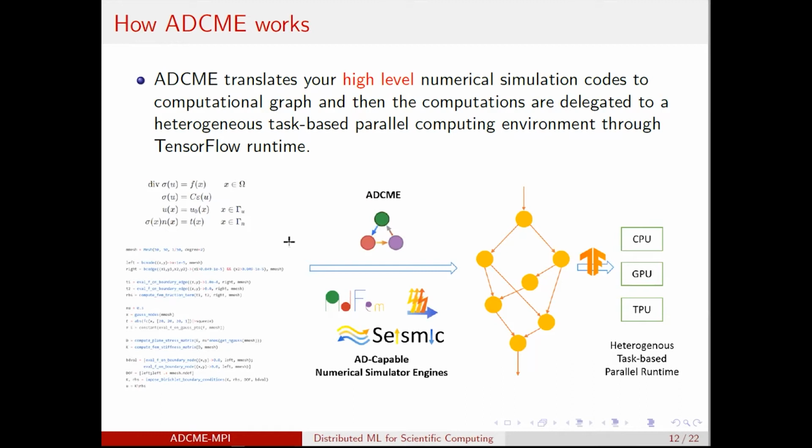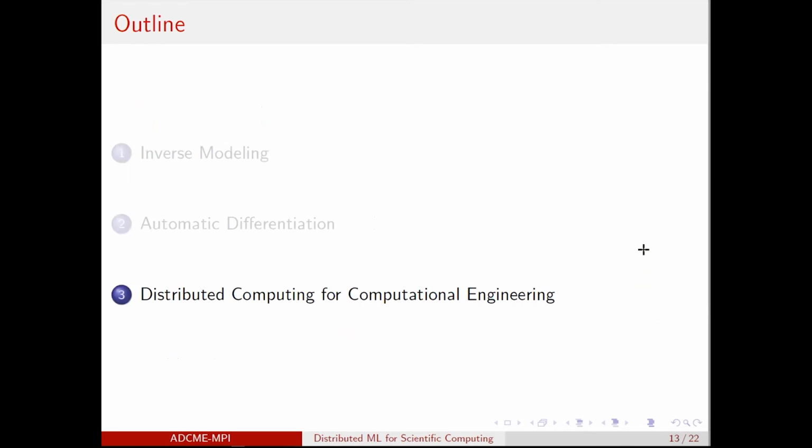ADCME transforms your code into a computational graph, and the computational graph is fed to TensorFlow, and TensorFlow does some computational graph optimization, and then dispatches it to a heterogeneous computing environment. So you can run the code on CPUs, GPUs, TPUs, and any computing frameworks that are supported by TensorFlow. And then we enter our last part, which is distributed computing in computational engineering.